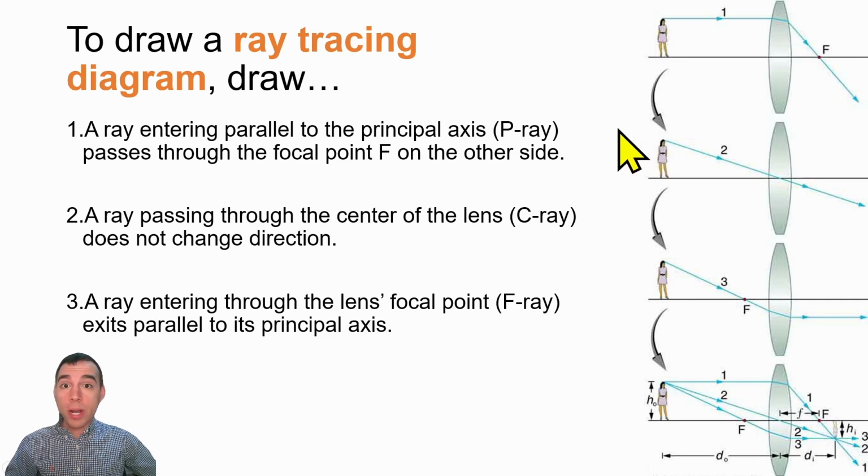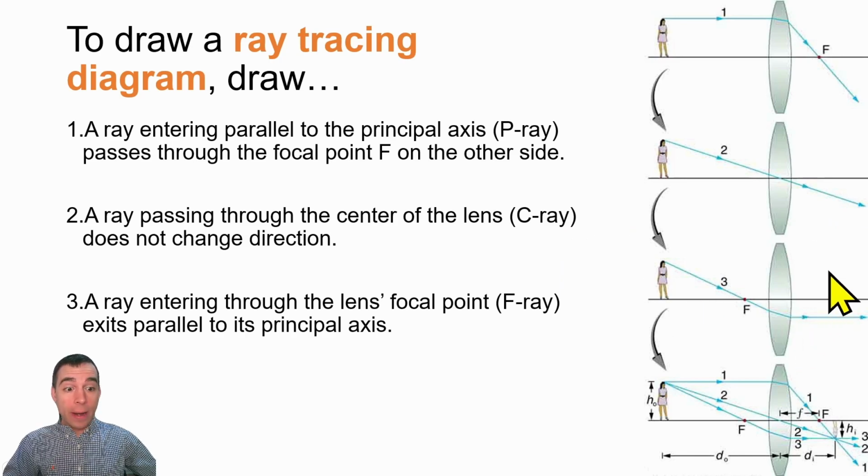So, to draw a ray tracing diagram, you need 3 light rays to come from this object over here. The first one is called the P ray. It enters parallel to the principal axis and then exits the lens passing through the focal point. The next light ray is the C ray. It travels from the object through the center of the lens and is completely unbent as it passes through the center, so it just makes it to the other side.